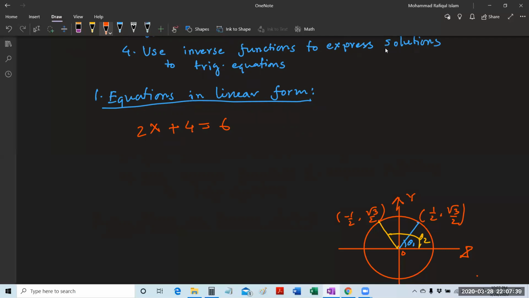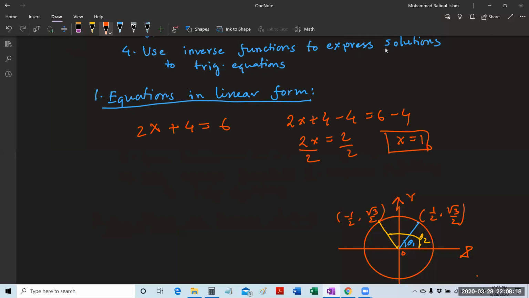By solving this equation, we have to find the values of x that satisfy both sides of the equation. So how do we do that in algebra? We subtract 4 from both sides, and then we get 2x plus 4 minus 4 equals 6 minus 4, and then we get 2x equals 2, and then we divide both sides by 2, and we get x equals 1. That's how we solve algebraic equations.